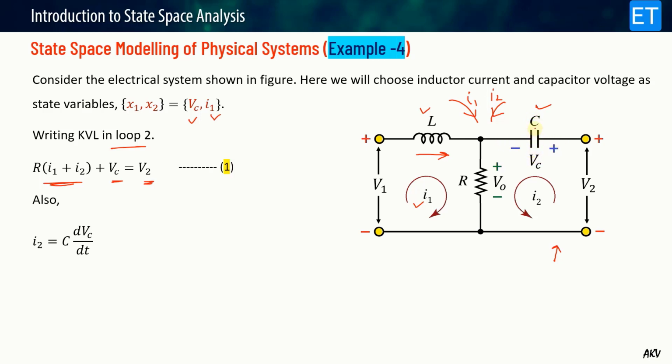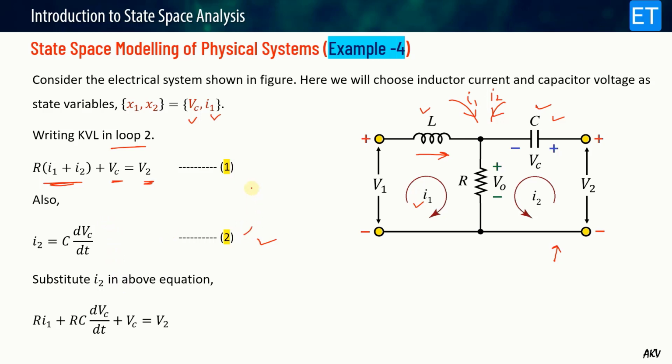So that is a current voltage relationship for this capacitor. So this is my equation 2. And now substitute I2 in the above equation. I mean, substitute the second in the first.